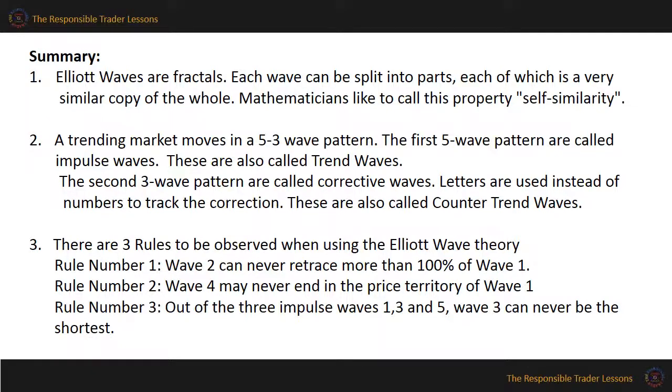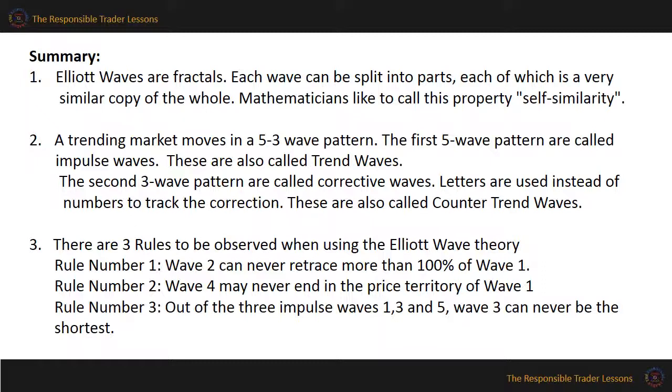In summary, Elliott waves are fractals. Each wave can be split into parts, each of which is a very similar copy of the whole. Mathematicians call this property self-similarity. A trending market moves in a 5-3 wave pattern. The first 5 wave pattern is called impulse waves. These are also called trend waves. The second 3 wave pattern is called corrective waves. Letters are used instead of numbers to track the correction. These are also called counter trend waves.